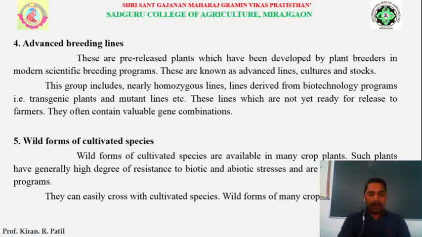Then the wild form of the cultivated species. The name itself indicates the wild form of cultivated species, meaning whatever species we are using nowadays, their wild forms are again an important source of variation, or an important type of germplasm, because they have a high degree of genetic resistance to biotic and abiotic stresses, therefore they are used in a breeding program.